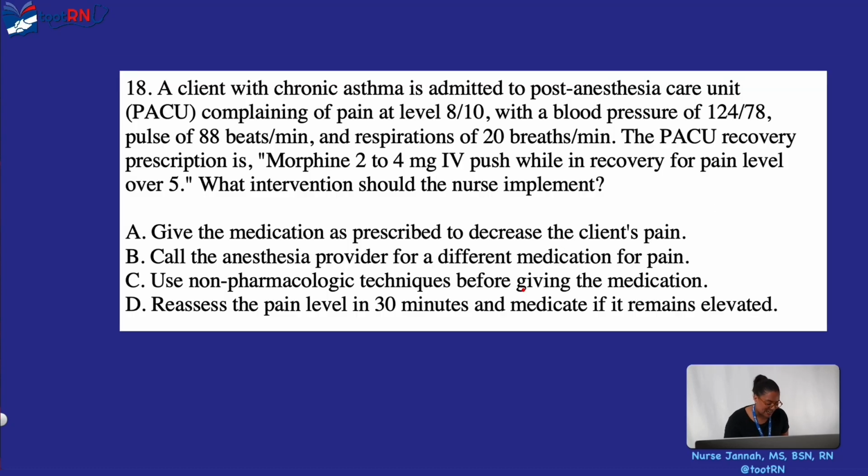Moving on to 18. 18 reads, a client with chronic asthma is admitted to the post-anesthesia care unit, or PACU, complaining of pain at level 8 of 10 with a blood pressure of 124/78, pulse of 88 beats per minute, and respirations of 20 breaths per minute. The PACU recovery prescription is morphine 2 to 4 milligrams IV push while in recovery for pain level over 5. What intervention should the nurse implement?